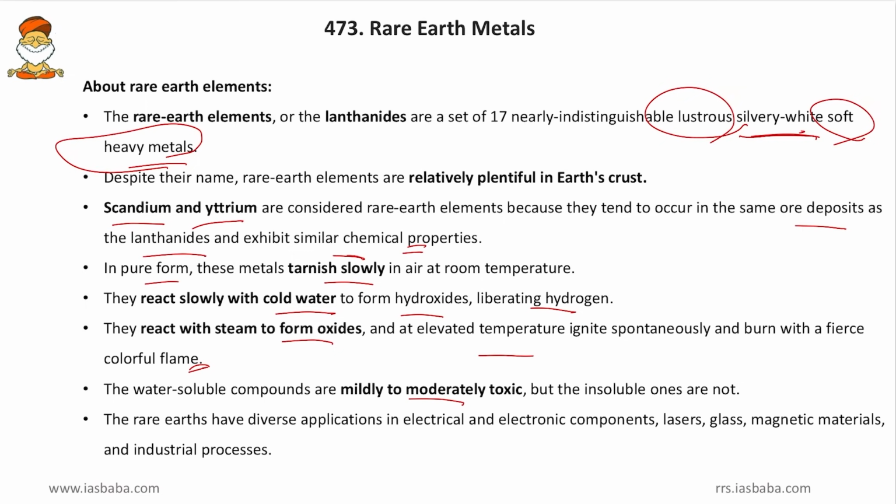Then rare earths have diverse applications in electronic and electrical components, and then laser industries, glass industries, magnetic materials and industrial processes. So, in all these areas, these have applications. So, this is a brief account of rare earth metals.